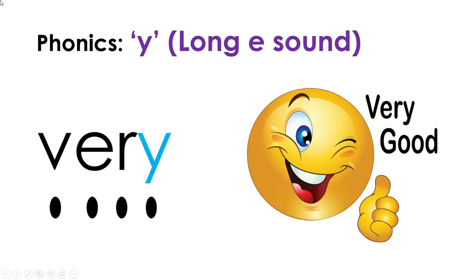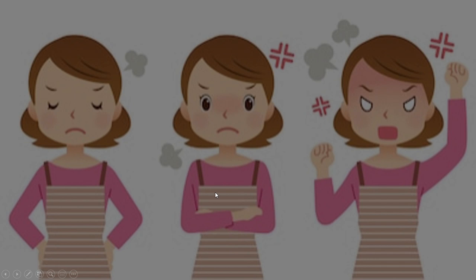Next word. V. E. V. R. Ver. E. Very. Very good. You did a very good job in figuring out this word. This word is very. And that was all the words that we had to do for phonics today. So now we're going to move on to our passage.